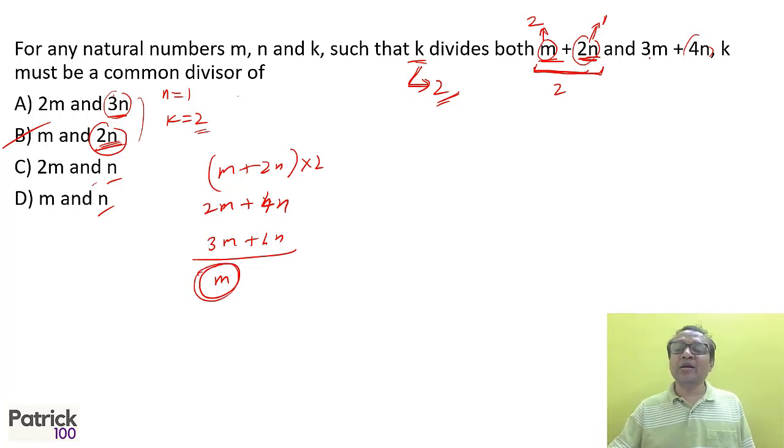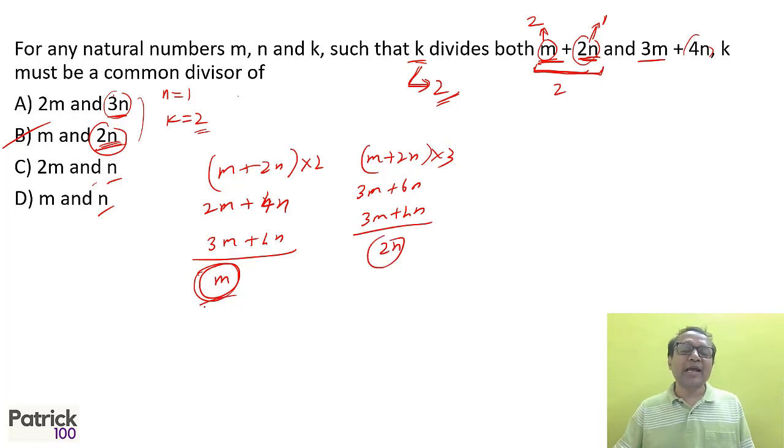Now to look at n, try to eliminate m out here. Multiply m plus 2n by 3, you will get 3m plus 6n and 3m plus 4n. If you subtract, you will realize it is divisible by 2n. So you get m and 2n. If you eliminate m, you get 2n. If you eliminate n, you get m. The only option with m and 2n is option B. That will be the answer. Either you can put simple values or you can try to solve.